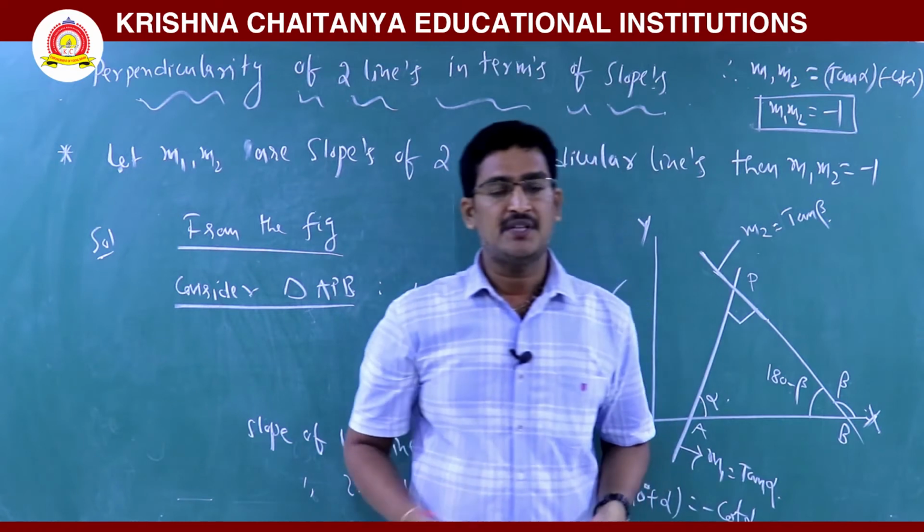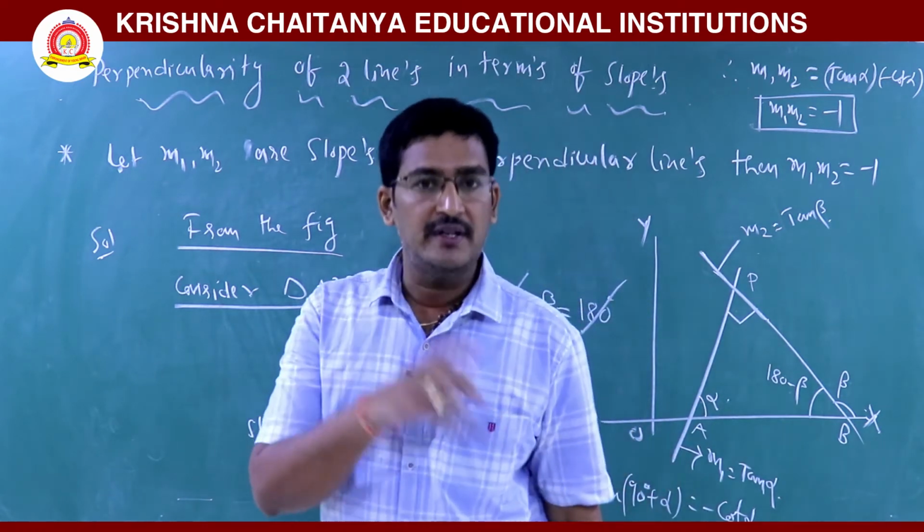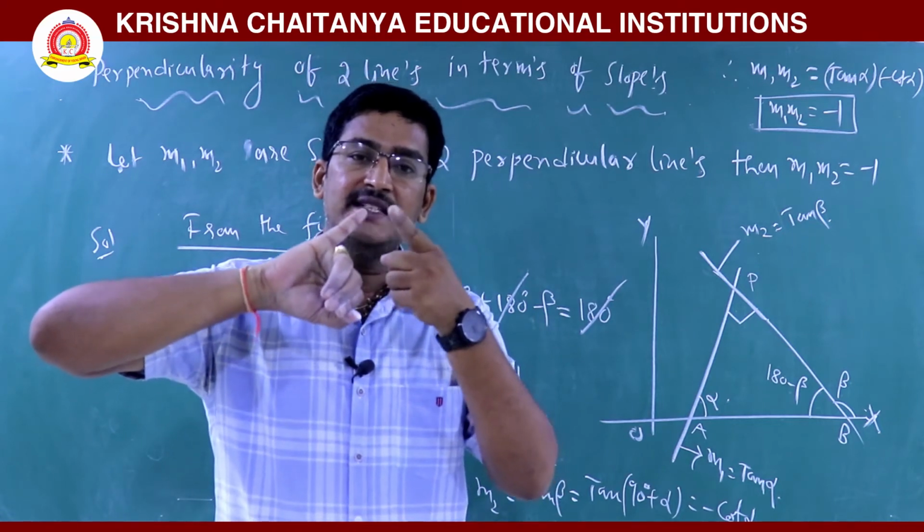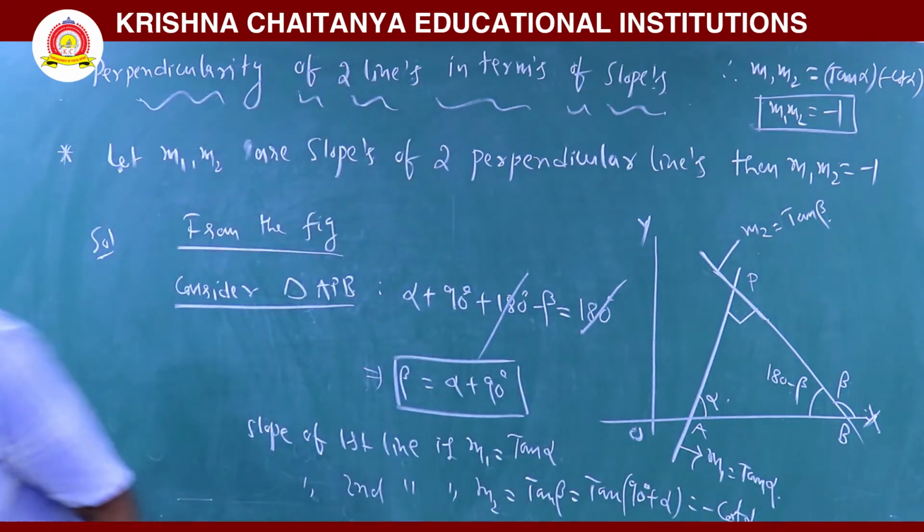If m1, m2 are the slopes of two parallel lines, then m1 is equal to m2. Already I explained that one.